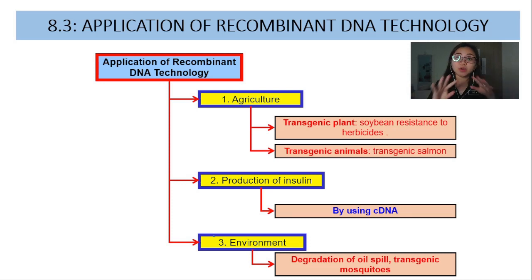So there are many ways. We can learn about that in another time. And another example in agriculture, tadi itu pertanian, sekarang kita cakap pasal penternakan, is creating transgenic animals.